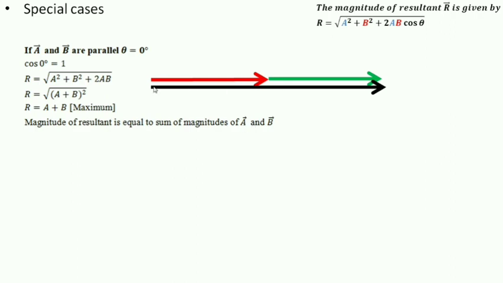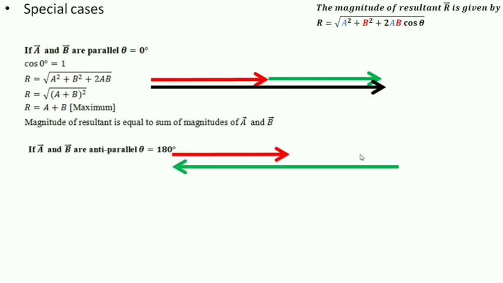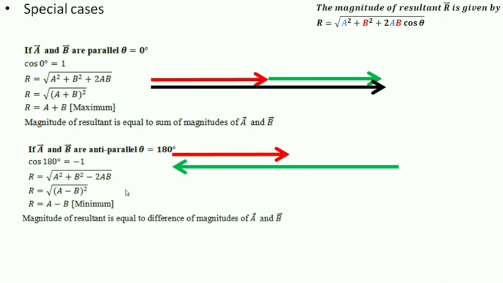Out here you can see this black line is the resultant. So after adding these two, we'll get the resultant. And if they are anti-parallel, if a and b are in opposite directions, then theta is 180 degrees and cos 180 is minus 1. If you put cos theta to be minus 1, then you will get a square plus b square minus 2ab, and this is a minus b whole square. If you cancel this square, you will get the resultant to be a minus b, so subtraction of these two. So this will be minimum. Out here you can see this is the resultant, so subtraction of these two.